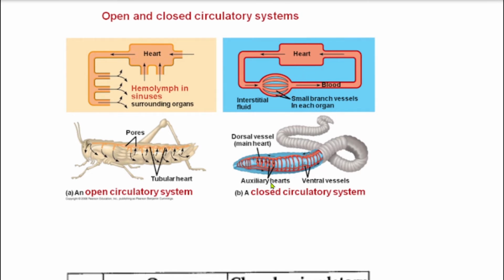You don't have to go into the details of auxiliary heart or dorsal vessel. You just have to see here that these vessels are closed. So this is an example of closed circulatory system.